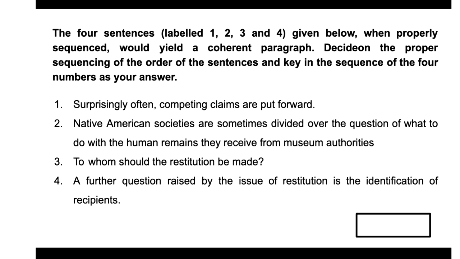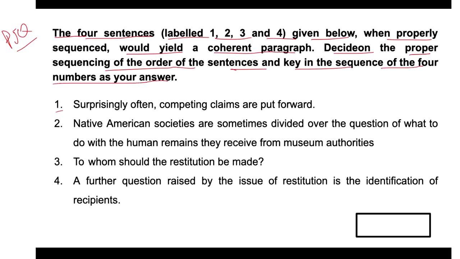So here we have one of the para-formation questions, or you can call it a para-jumbled question. The direction for the question is: there are four sentences, labeled 1, 2, 3, and 4 given below, which, when properly sequenced, would yield a coherent paragraph. So decide on the proper sequencing of the sentences and key in the sequence of the four numbers as your answer. Well, let's read the sentences.